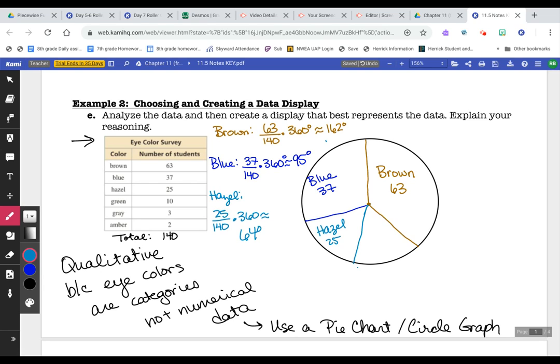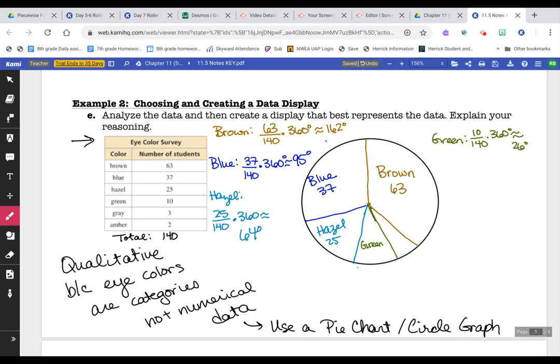Okay, now for green, we would write 10 out of the 140 times 360 degrees, and you get an angle measurement close to 26 degrees. So that 26, we'll put it about like that. And this will be green.